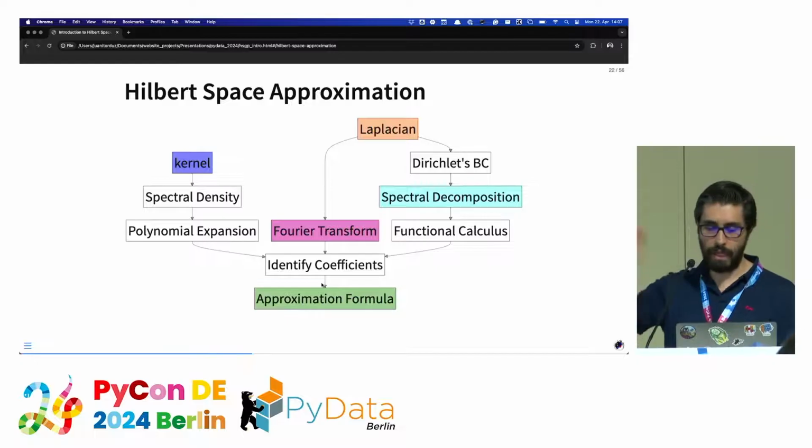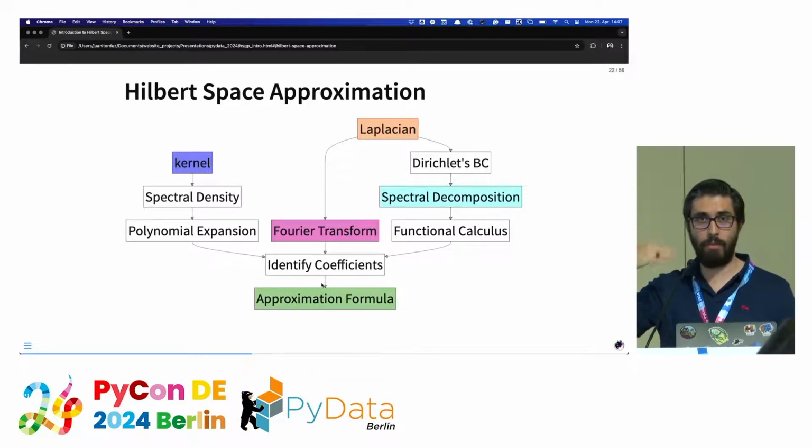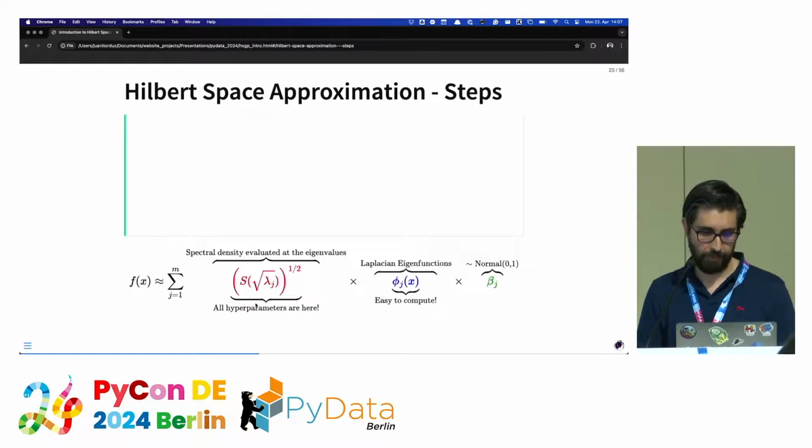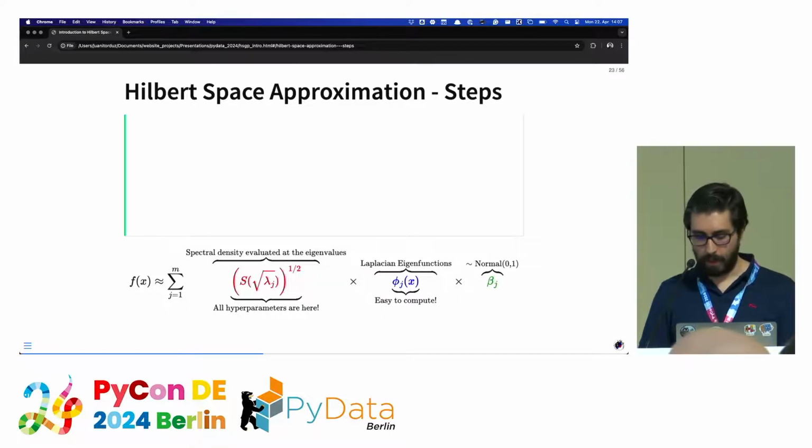So this is what you need to keep in mind when you think about these APIs and feeding the data. I want to give you a glimpse of why this works, just because I think having a reference is useful. But at the end of the day, you can simply use the approximation formula. So what are we going to do? Going back to the diagram.